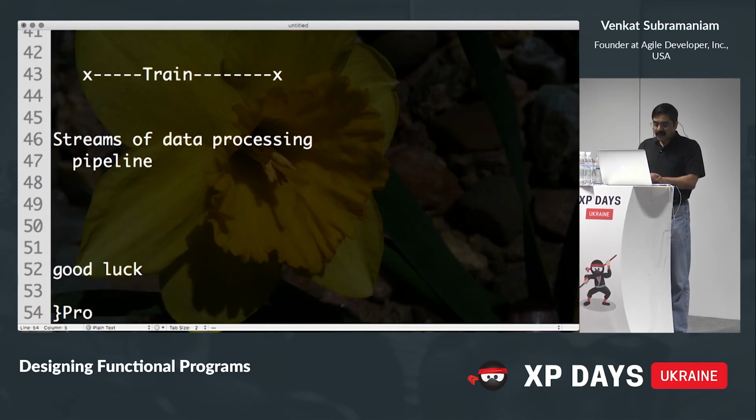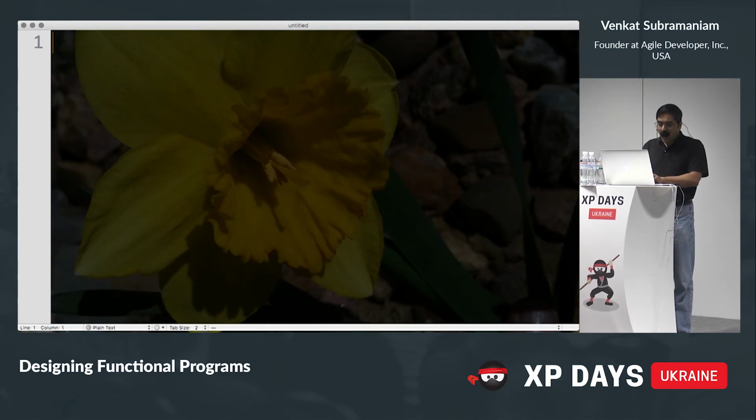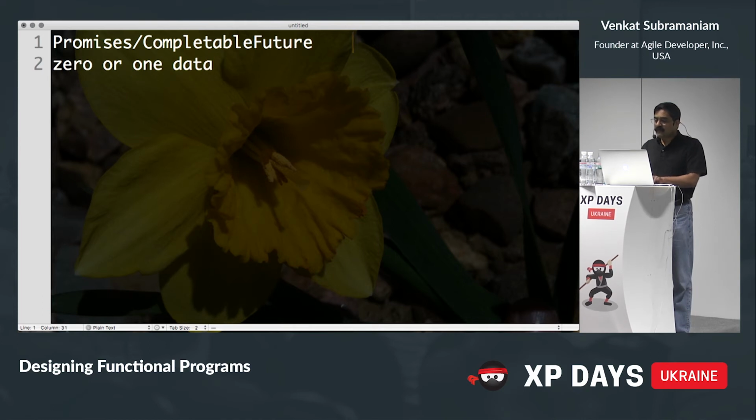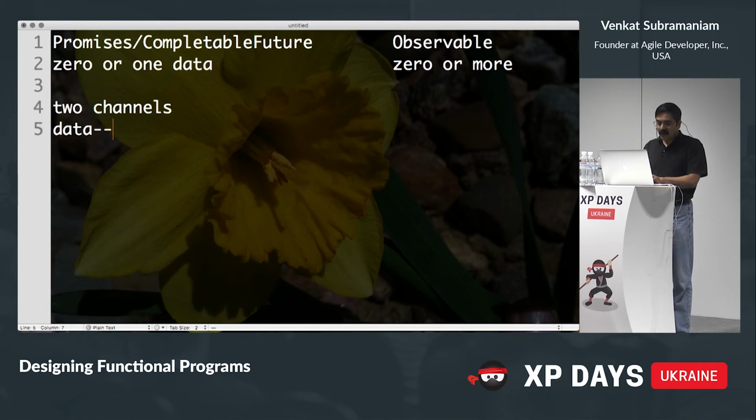When you look at promises, or what is the other one in Java, the completable future, right? So promise and completable future deal with 0 or 1 data. Observable, on the other hand, what do they do? The observables deal with 0 or more data. That's one of the biggest distinctions between them. This is 0 or more. In the case of this, there are two channels. What are the two channels? A data channel and an error channel. That is what a completable future or promise has.